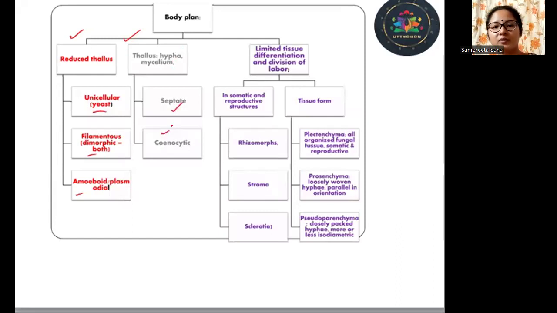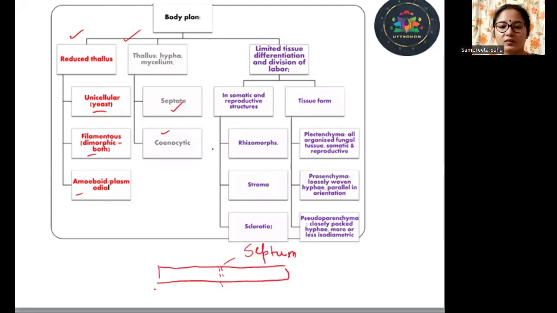What are septate hyphae? Suppose this is a hyphae, a portion of the hyphae. It may have partitions inside it. That is called septum. When it is present, it is called septate hyphae, and when the hyphae does not have septum, it is called coenocytic or aseptate hyphae. Next, a bit more advanced forms, they show tissue differentiation and division of labor.